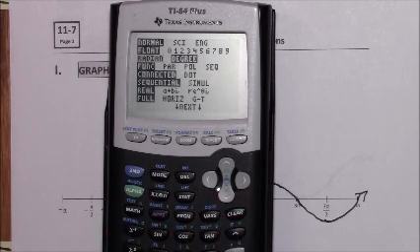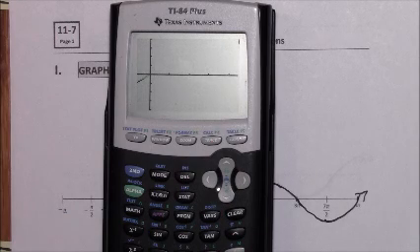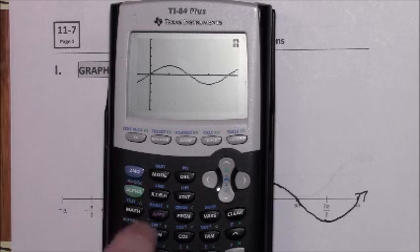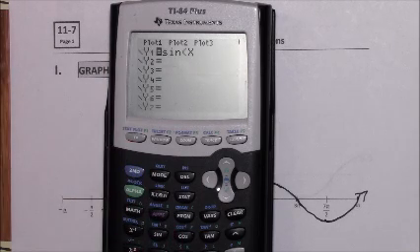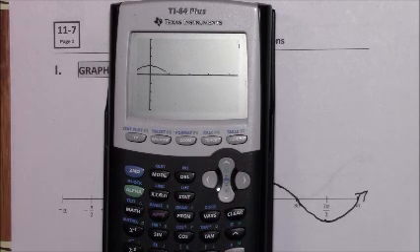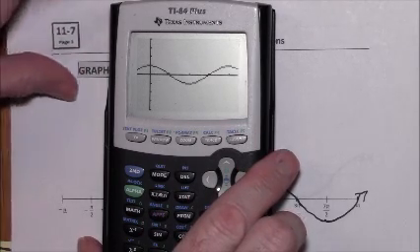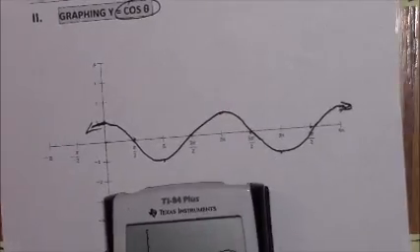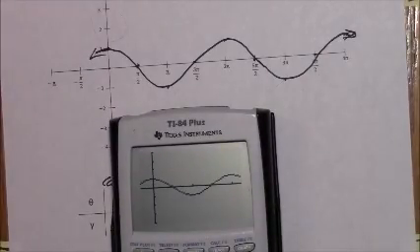So we change it back, and it makes for a nice sine curve. And the cosine curve would do the same. If you just change it to cosine, you get what the cosine curve looked like. So I think they look reasonably similar.